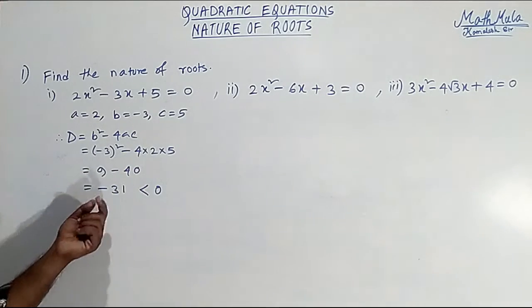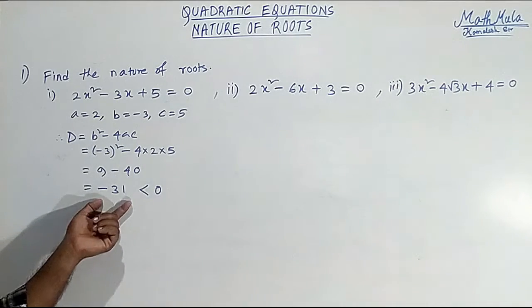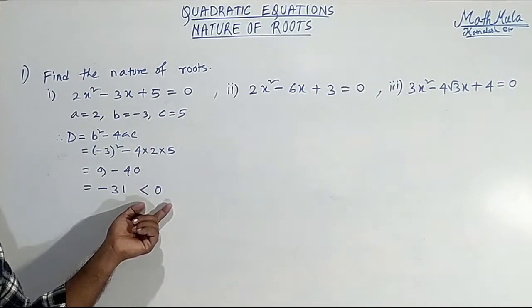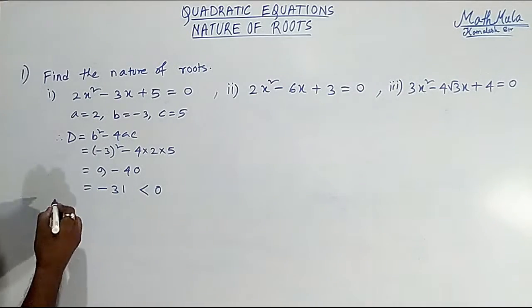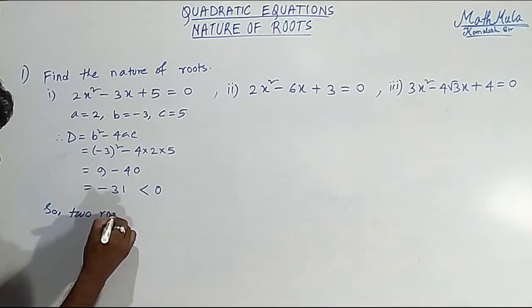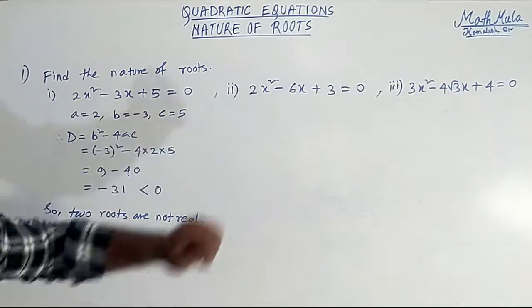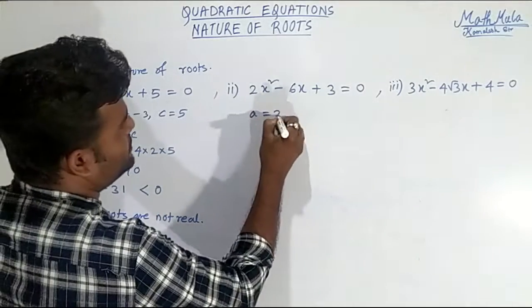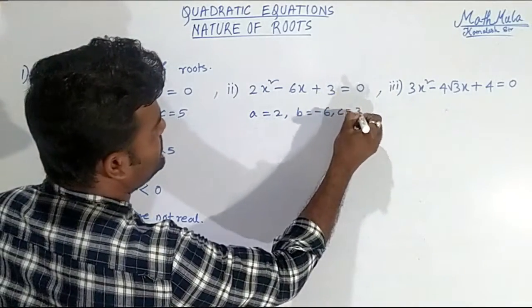Now look, the discriminant is negative 31. That means the discriminant is less than 0, negative. Now from the third case, the roots are not real roots. So the two roots are not real. Okay. Now what is the second equation? Here a equals to 2, b equals to minus 6 and c equals to 3.